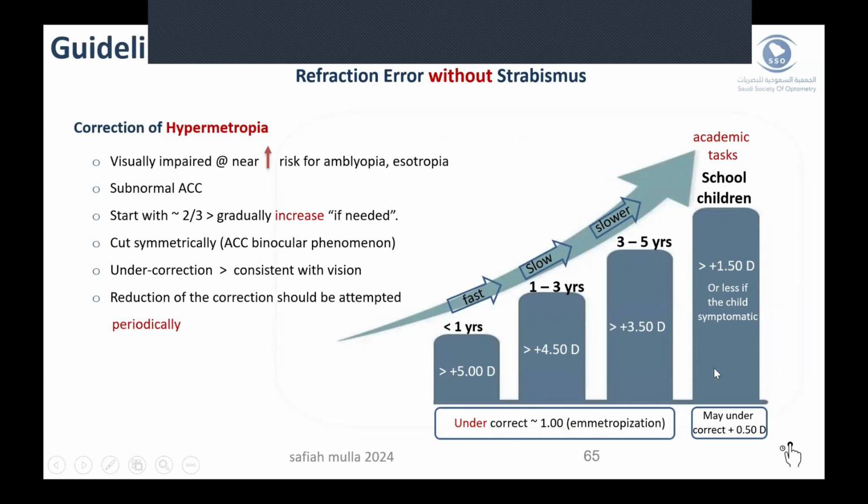For school age children, they have already finished the emmetropization process. Now you look at their academic task and their demand. So if they have more than 1.5 diopter of hyperopia, then you need to correct them. Or if they have symptoms, even if they are less than 1.5, then you want to correct them. But you can undercorrect them by 0.5 to stimulate accommodation if you want.